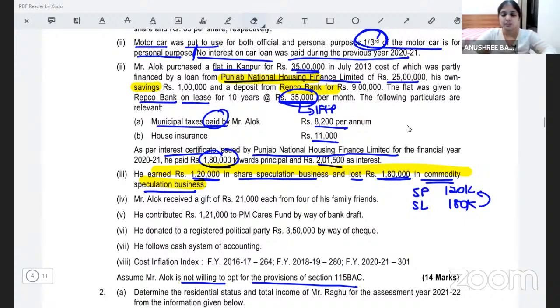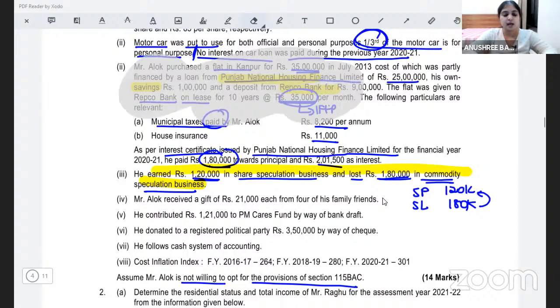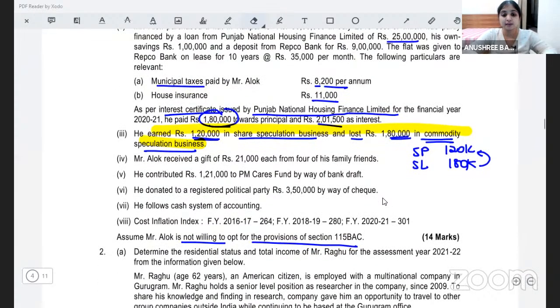Okay, now going to the next adjustment. Mr. Alok received a gift of 21,000 each from 4 of his family members. Which head of income will this go to? Obviously, you know the answer. It will go to IFOS. And will it be taxable? Yes. Cash gift, aggregate, you see. Aggregate of all the gifts, all the cash gifts put together. It is from his friends, so taxable. 21,000 into 4 will definitely be more than 50,000.